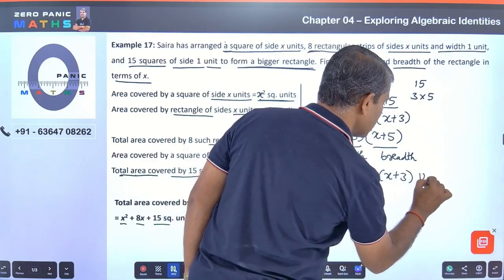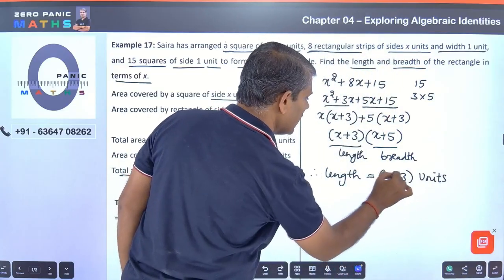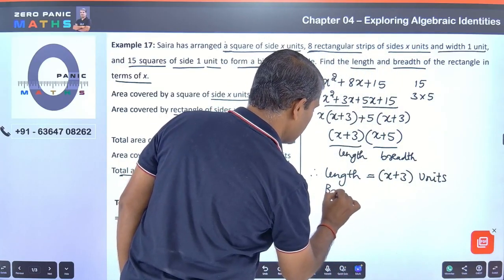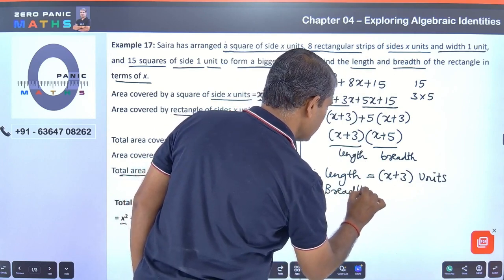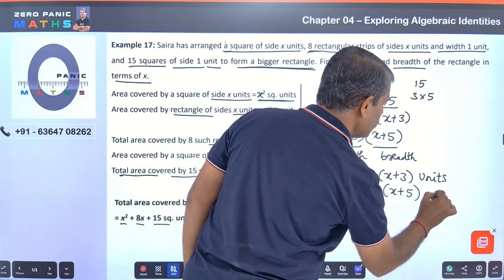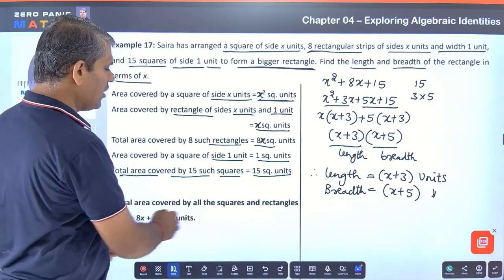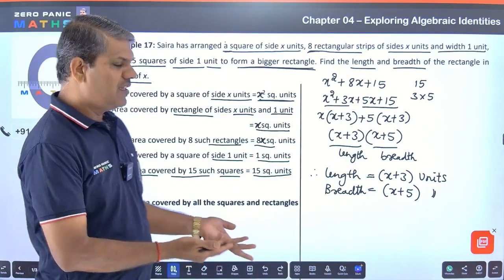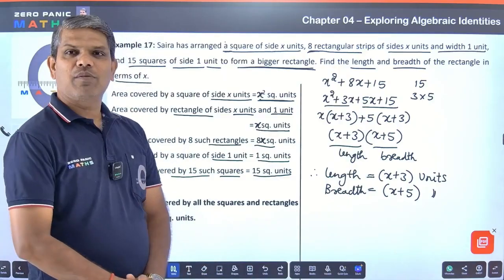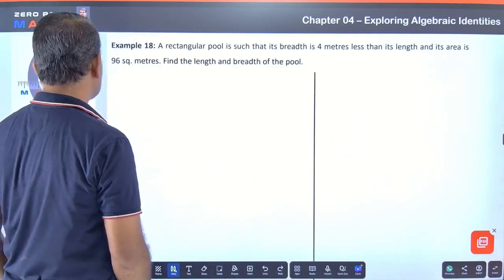In terms of x they are asking, right? So we are writing the same thing. Length is x plus 3 units and breadth is x plus 5 units. Multiplying x plus 3 and x plus 5, you will get this expression, which represents the total area covered by all the squares and rectangles. So this is what the example says. You understood this? Okay. Now let us quickly move to the next problem.